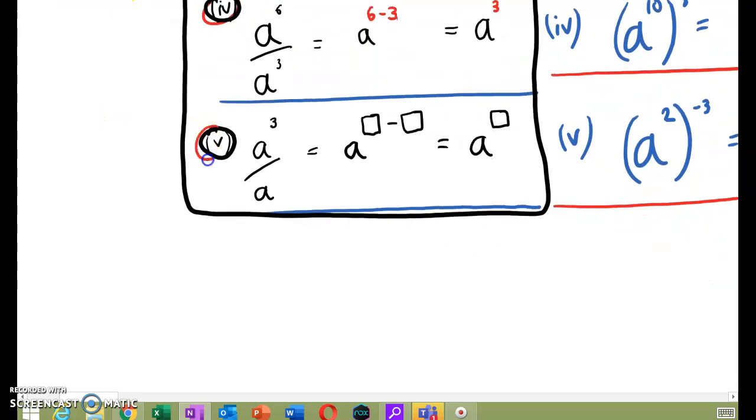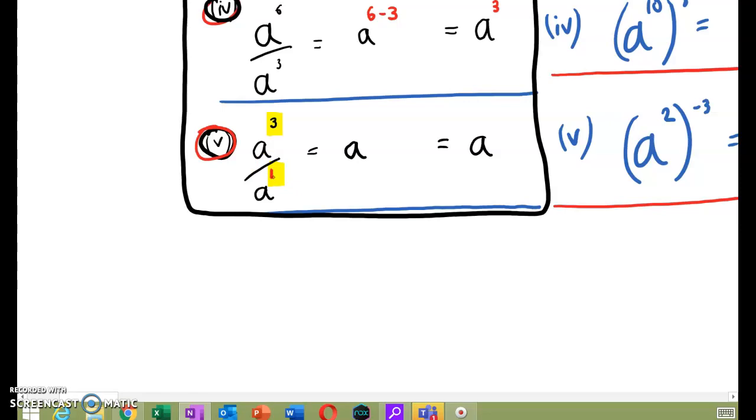And then this part, part 5, a to the power of 3. Now this is a tricky one. I didn't tell you how to do this one. A to the power of 3, right, divided by a to the power of, and there's nothing there. There's no power. Now here's something you need to remember. If there's no power, you should write in 1.